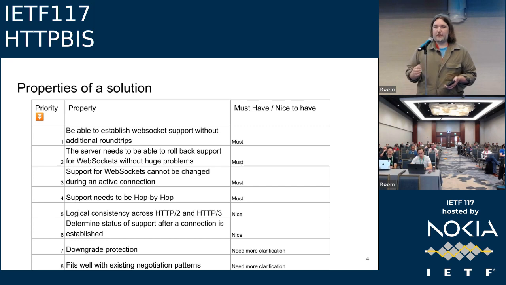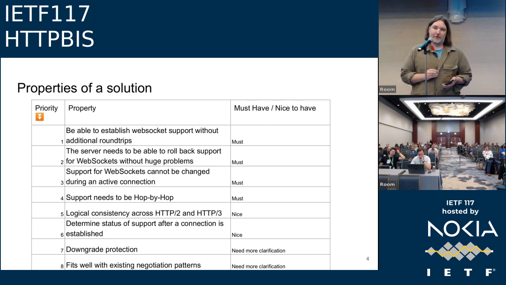It would be really nice to have some logical consistency between H2 and H3. This is the general HTTP thing. There might be good reasons we need slightly different solutions, but wherever possible, if they can align as much, that just makes the rationale of the design easier. And what would be nice is to determine the status of the support after a connection is established. I can't quite phrase what that means now; if somebody else in the design team can do it succinctly. But we don't want to have to actively probe, or have this information be available just once, where the only way to get it again is to go and speak to the network yet again. It should be storable in some way.